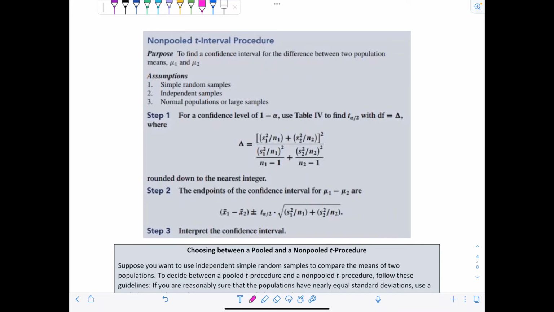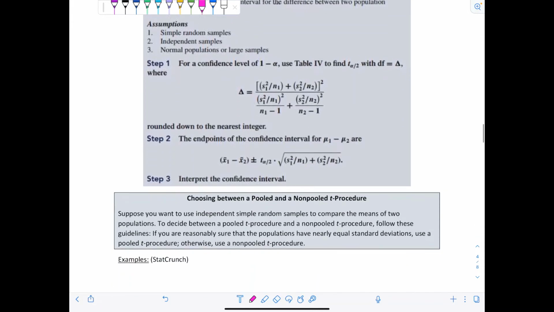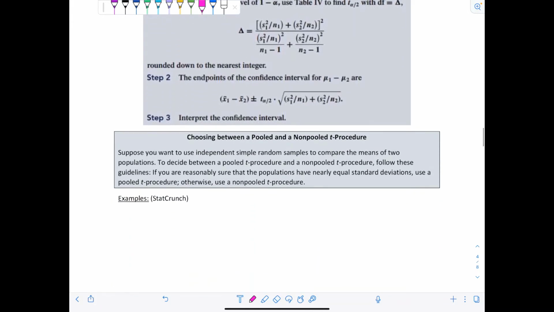Don't get bogged down by all the formulas. I just wanted you to have all the steps listed out. But again, we're just going to get into StatCrunch. Don't even put the formulas on your note card or anything. You won't need them. The biggest thing I want you guys to take away from this is, how do you know when to use a pooled versus a non-pooled T procedure, either for a confidence interval or for a hypothesis test?